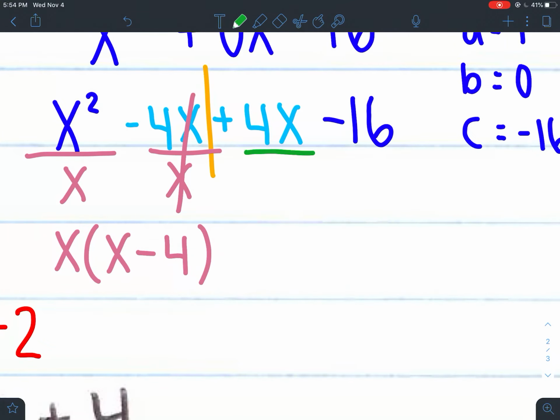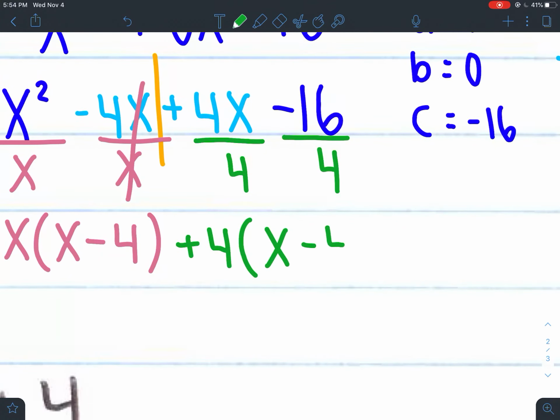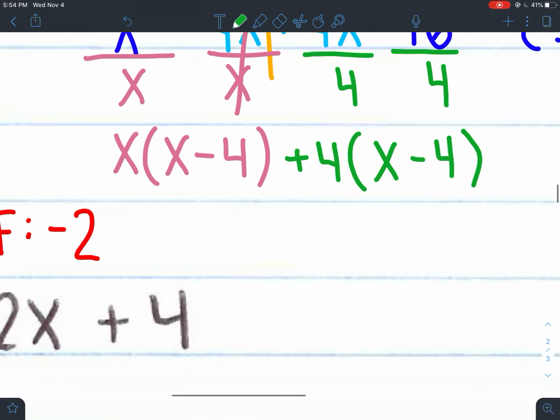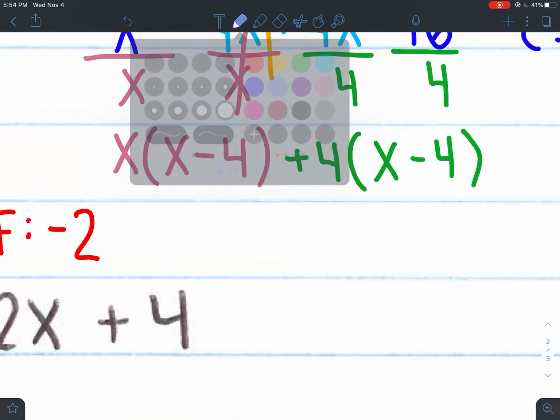Then you move on to the second group. The largest number that you can take out of both is a positive 4, not a negative 4, because that first term is not negative. So this would be a positive 4. 4x divided by 4 is going to give me positive 1x. And then negative 16 divided by 4 is going to be negative 4. You always check to make sure your parentheses match, and they do, so we're good there.